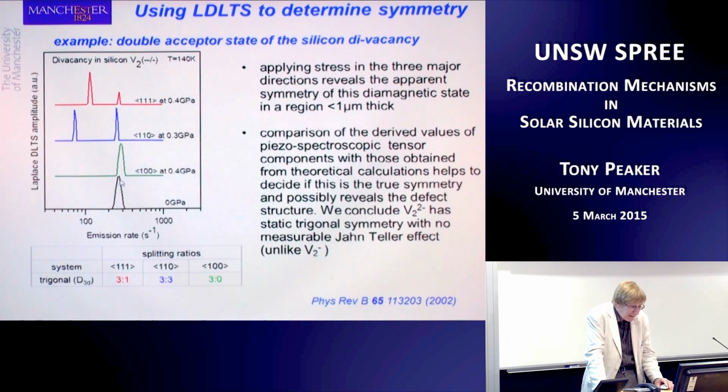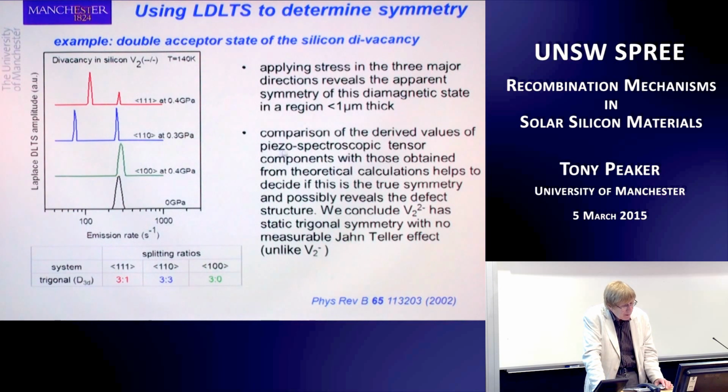So this is with no stress. This is with stress in the 100, 110, and 111. And you get different splitting patterns and different ratios of the splitting. This is the double acceptor state of the silicon divacancy, which I showed you before. Looking at the three directions of splitting ratio, there is absolutely no doubt what the symmetry is. So it's got trigonal symmetry, and you can work out the space group.